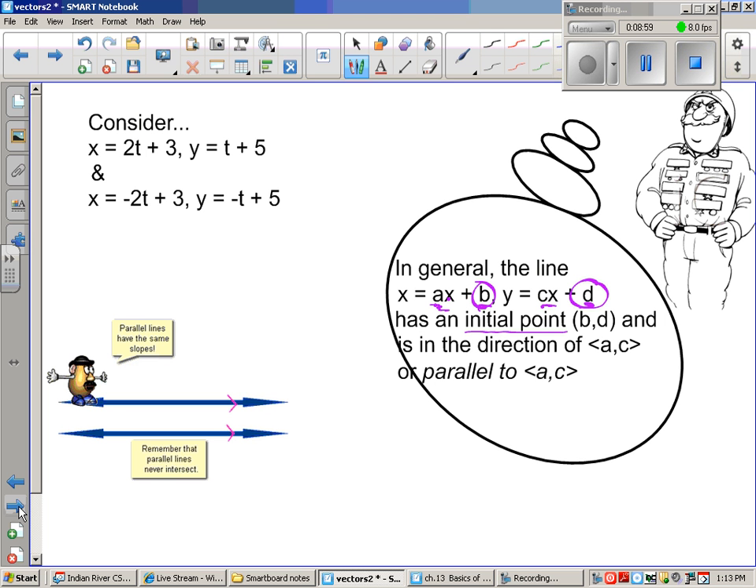In fact, these are parallel vectors. If you notice, the vector of the first one is 2, 1. The next one is negative 2, negative 1. It's just a scalar multiple of that. So just emphasizing the fact that although they look a little different, they are the same in the sense that they are parallel lines. They have the same initial point.